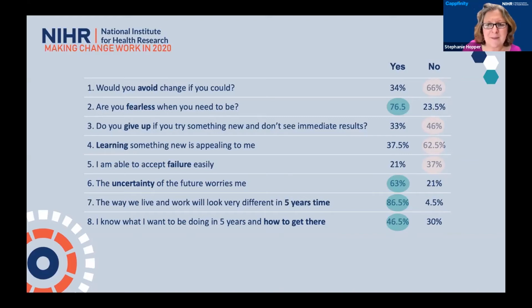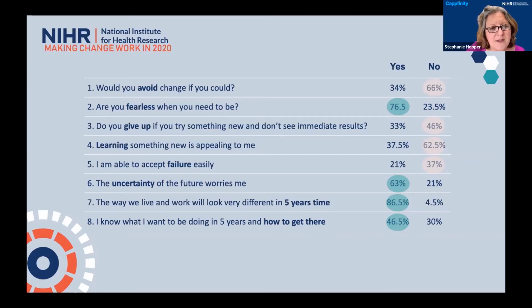27% are in the maybe, probably a bit tired of some of the change we've had this year already. And actually, if we just jump down, basically what we're saying here is 34% of respondents agreed with that sentiment. So they would avoid change if they could. So 2/3 of us are saying we're up for it. And that's roughly what we've said too.